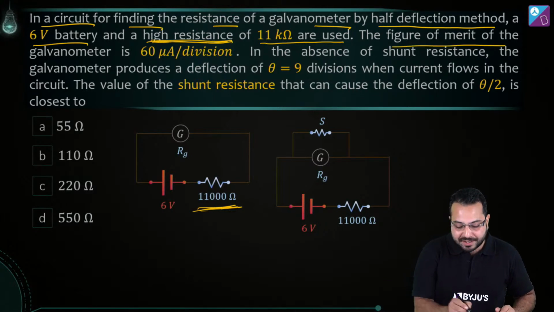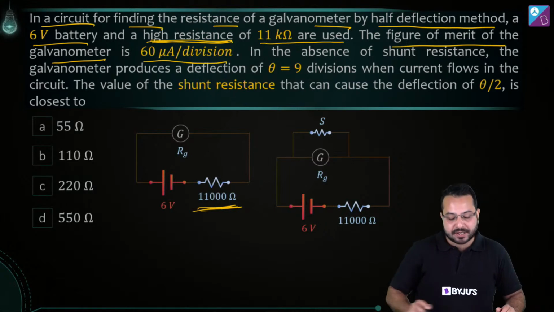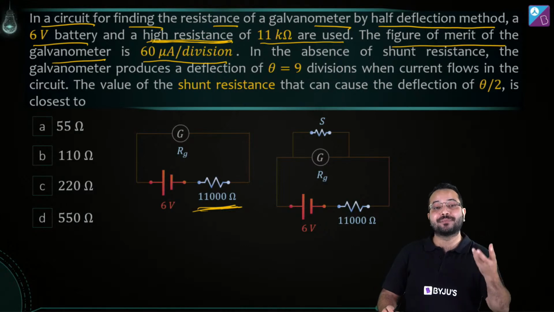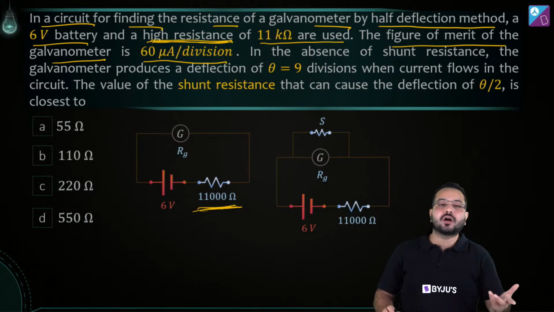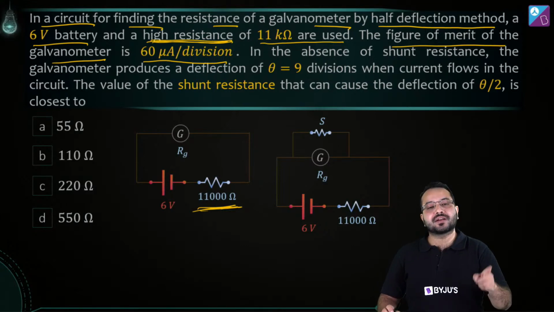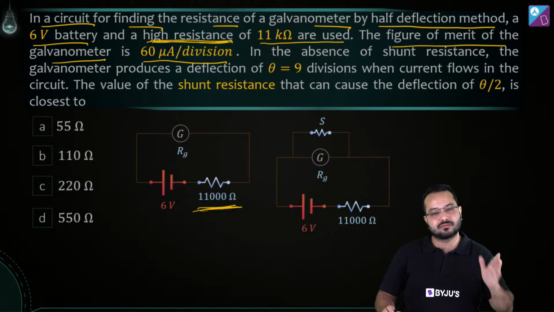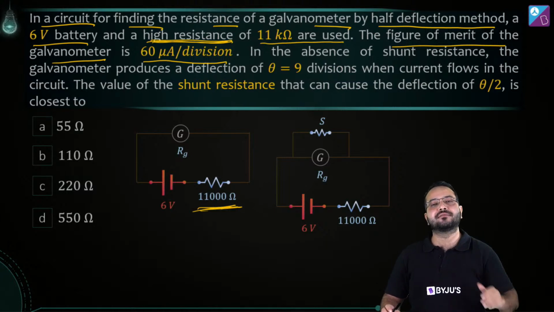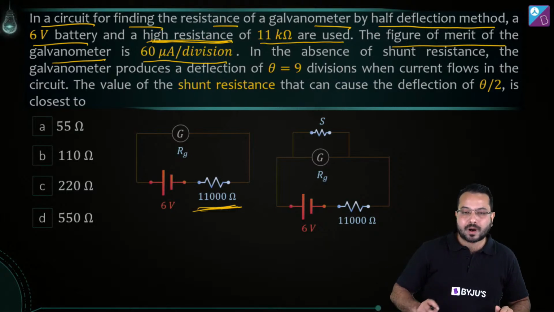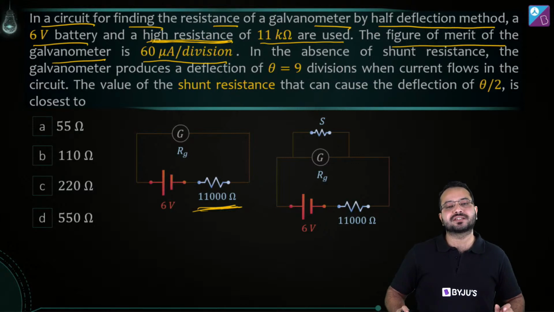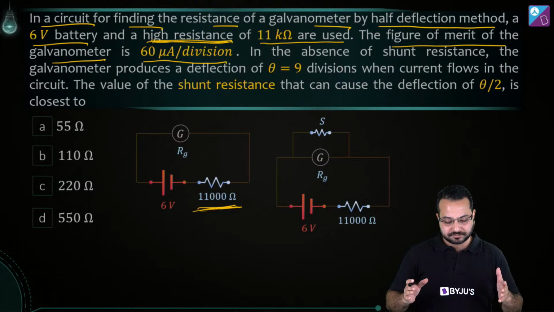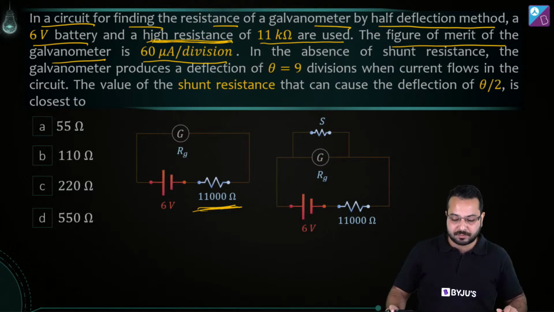The figure of merit of the galvanometer is 60 microampere per division. Basically, all it means is how much current makes it move by 1 division. You know how the galvanometer works: current flows and then the deflection in the galvanometer is proportionate. So for 1 division, a current of 60 microampere has flown. That's all it means. It has just been given a very fancy name.